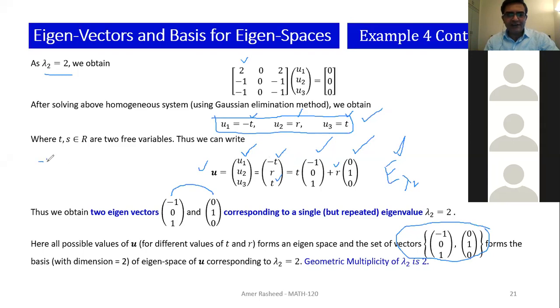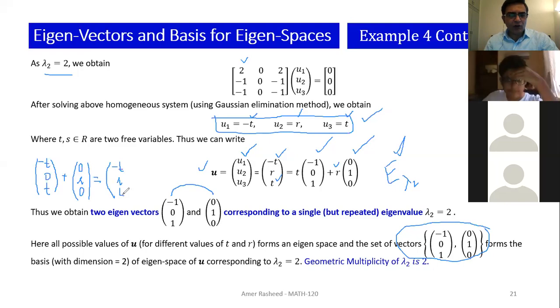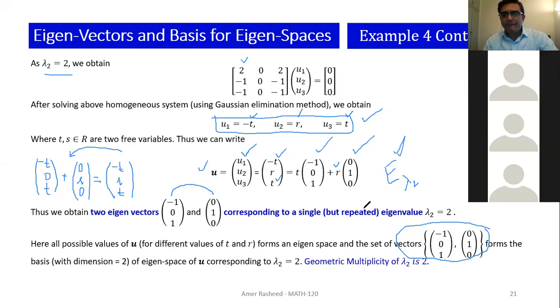How can we write it? For example, minus t, 0 and t, this one. We can write this vector as, plus another vector which is 0, r and 0. Can we write this vector in this form? Can we get again minus t, r and t? This is what we obtain if we split this vector into 2 vectors. From here, can we write this? Sayyid Ali Akbar, do you agree? Yes sir, I understand.